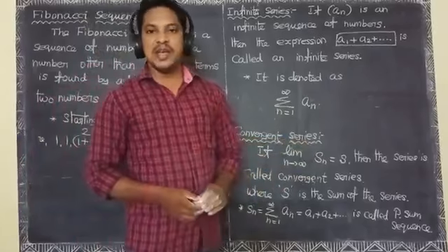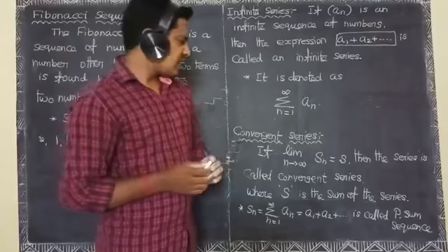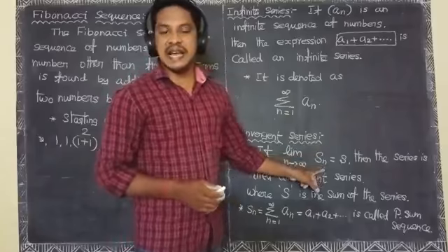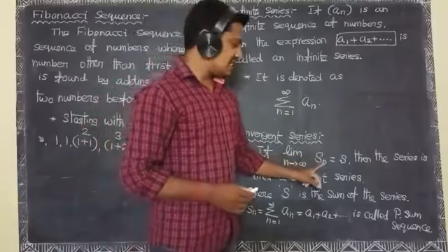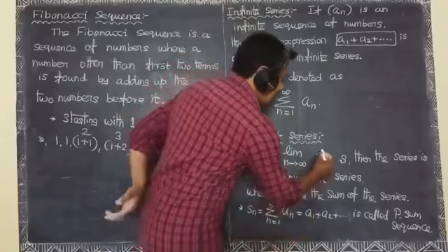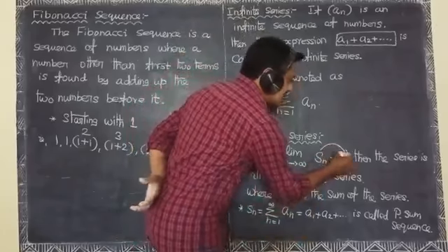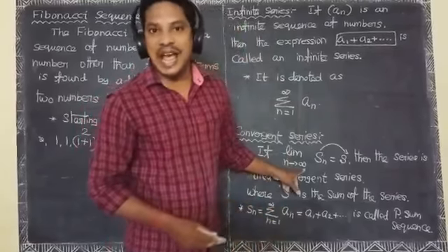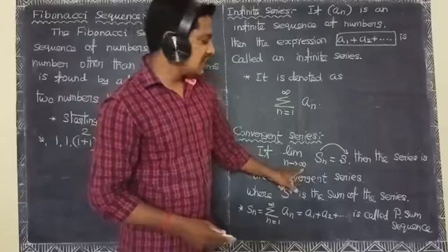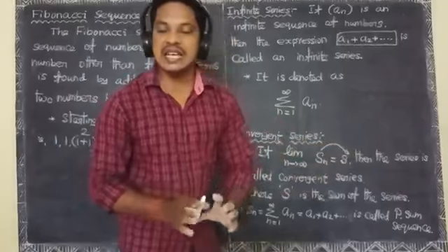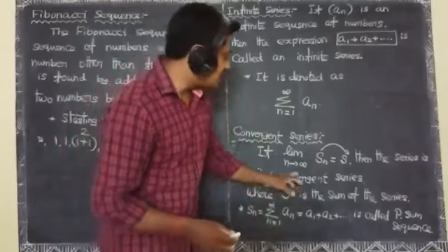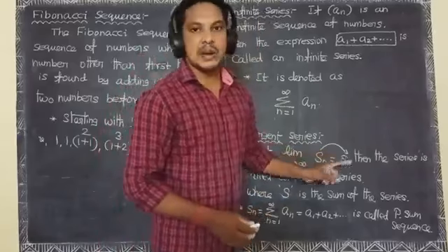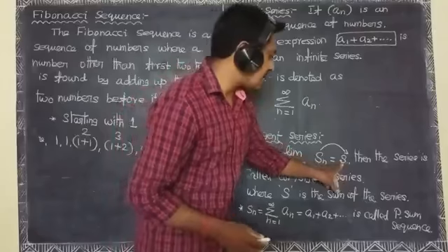Next, go to convergent series. For example, the limit of the function Sn tends to s as n tends to infinity. Therefore the series is called a convergent series. Here s is called the sum of the series.